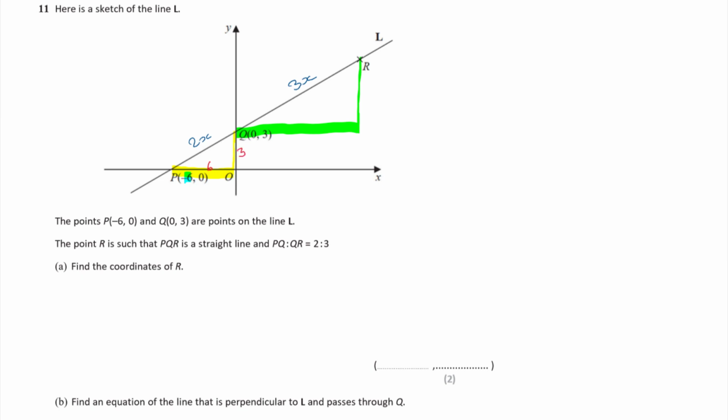Now the ratio of this to this, we were told, was 2 to 3. So if we take those distances and divide them by 2 and times them by 3, we should get the corresponding distances for the next bit from Q up to R. So if I take 6 and divide it by 2, I get 3. And if I times it by 3, I get 9.